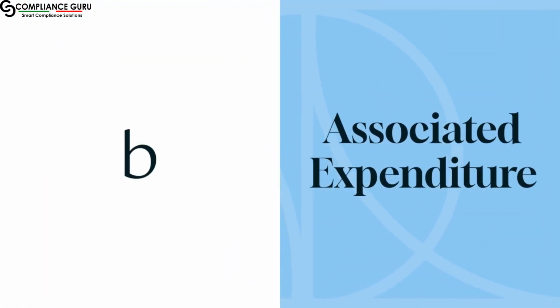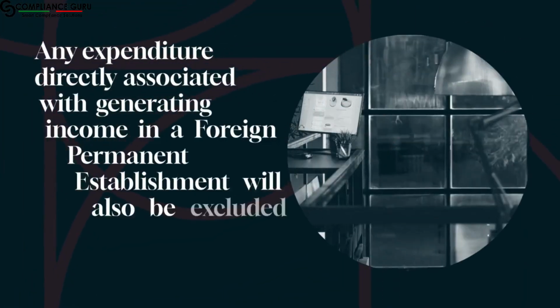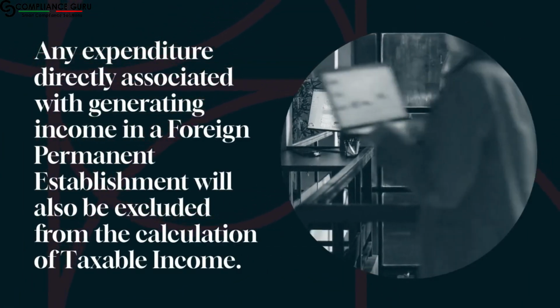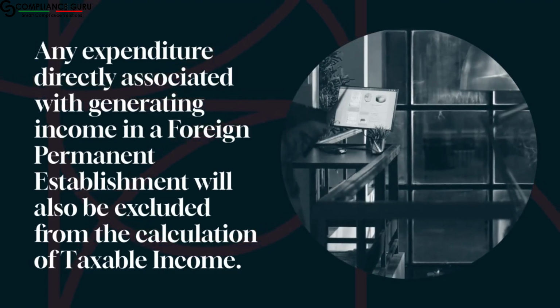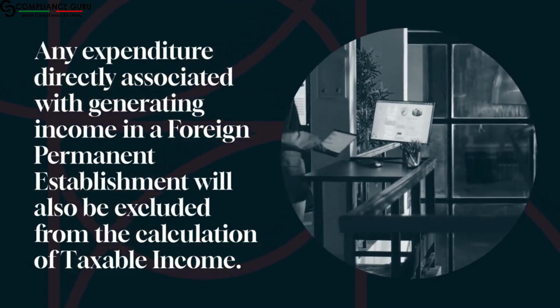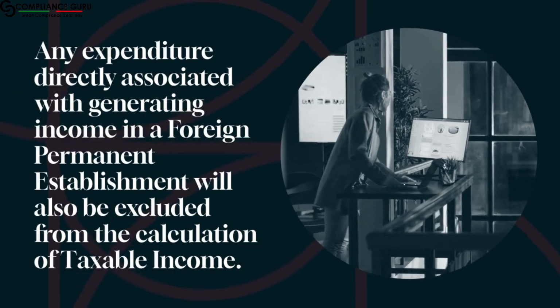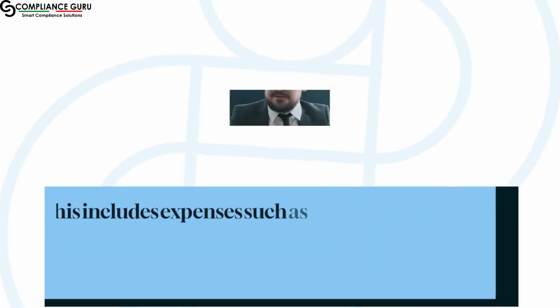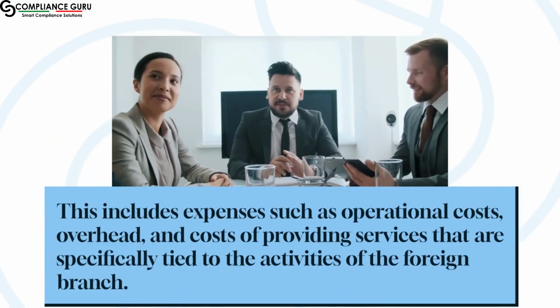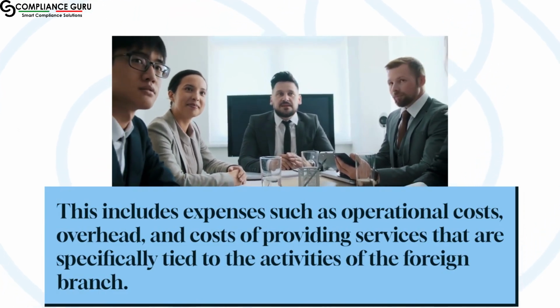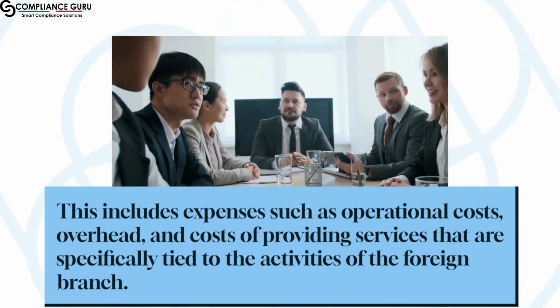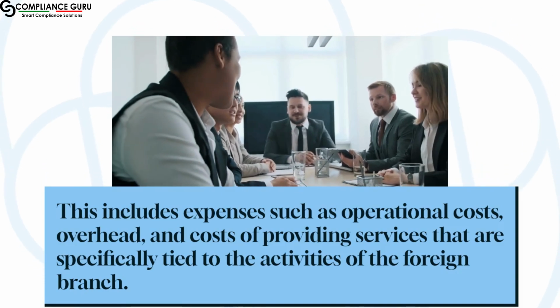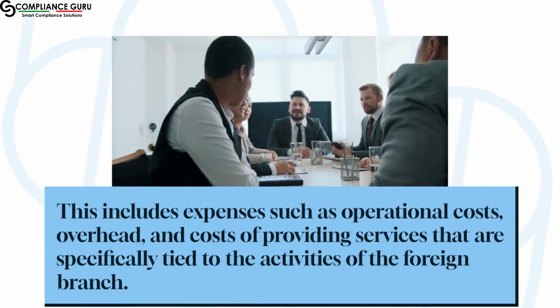B. Associated expenditure. Any expenditure directly associated with generating income in a foreign permanent establishment will also be excluded from the calculation of taxable income. This includes expenses such as operational costs, overhead, and costs of providing services that are specifically tied to the activities of the foreign branch.